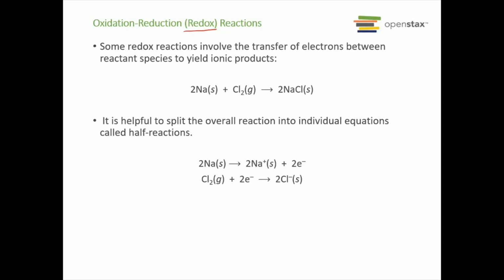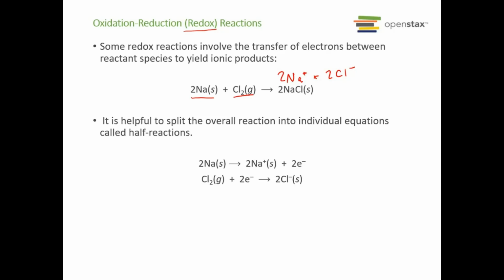Redox reactions involve the transfer of electrons between reactant species, and they generally are going to make an ionic product. Not all of them, but most of them. One thing we can do is split this reaction into individual equations called half reactions. Looking at this original equation, 2 sodium metal and chlorine gas form sodium chloride. We know that sodium chloride would be 2Na+ plus 2Cl-. Ignore the fact that it's not dissolved in water, it's making a solid. This is just the ions that make up sodium chloride.